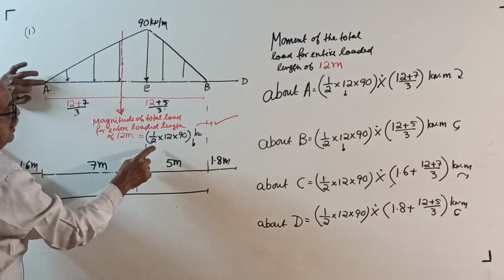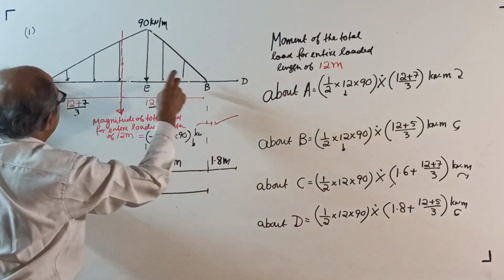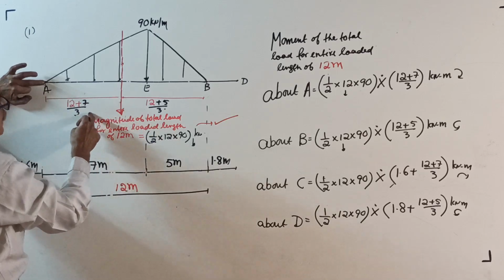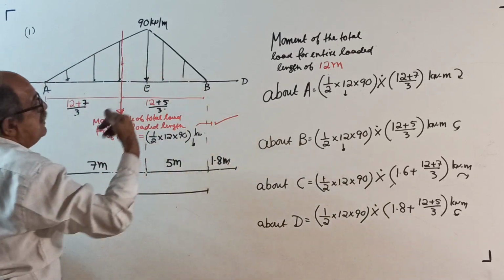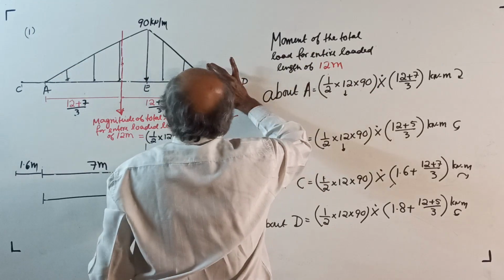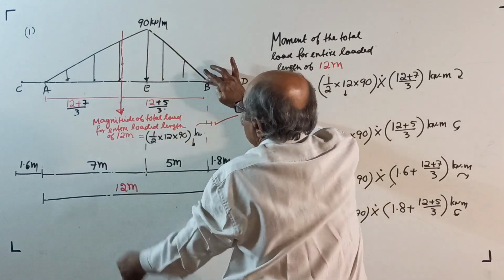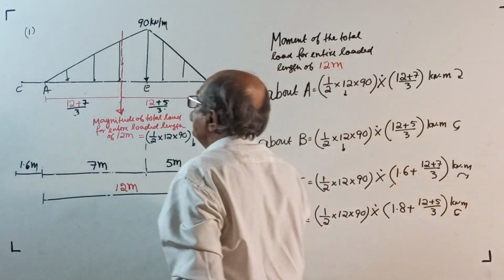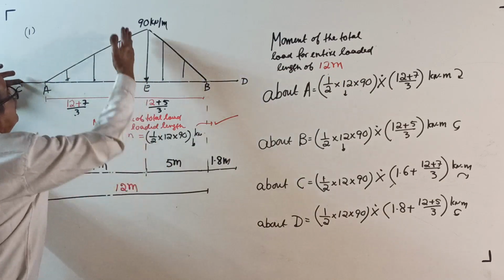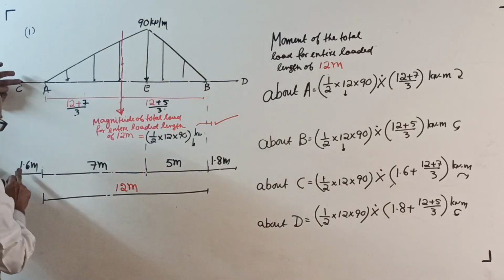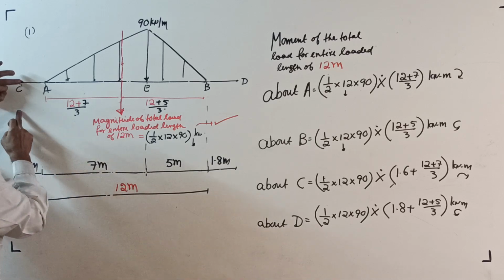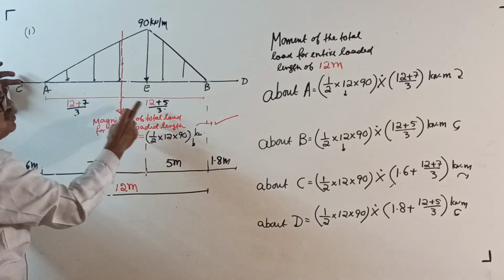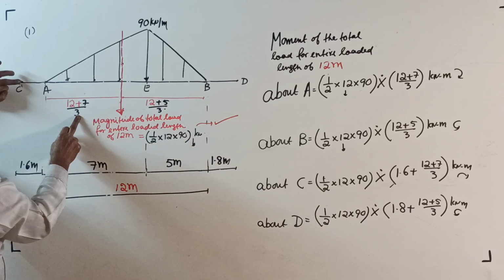Total load half into 12 into 90 into 12 plus 7 by 3, clockwise, about A, in kilonewton meter. About B, the total load into 12 plus 5 by 3, anti-clockwise. About C, the total load into 1.6 plus 12 plus 5 by 3.